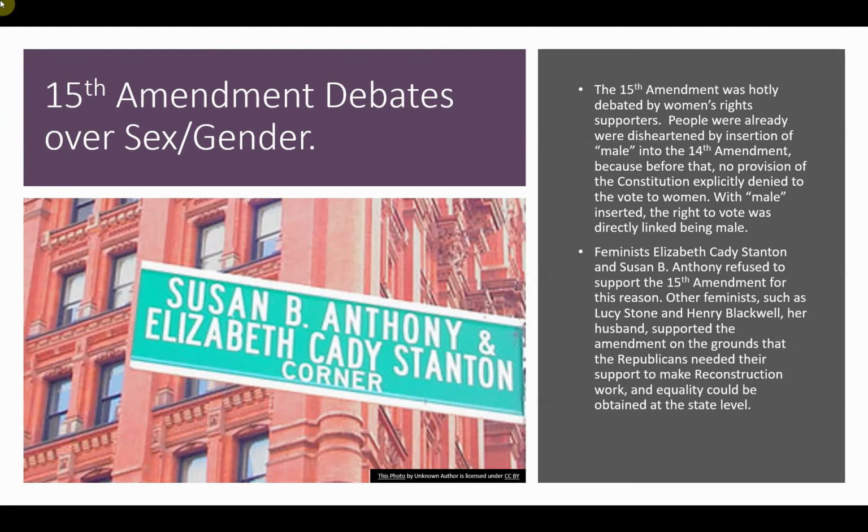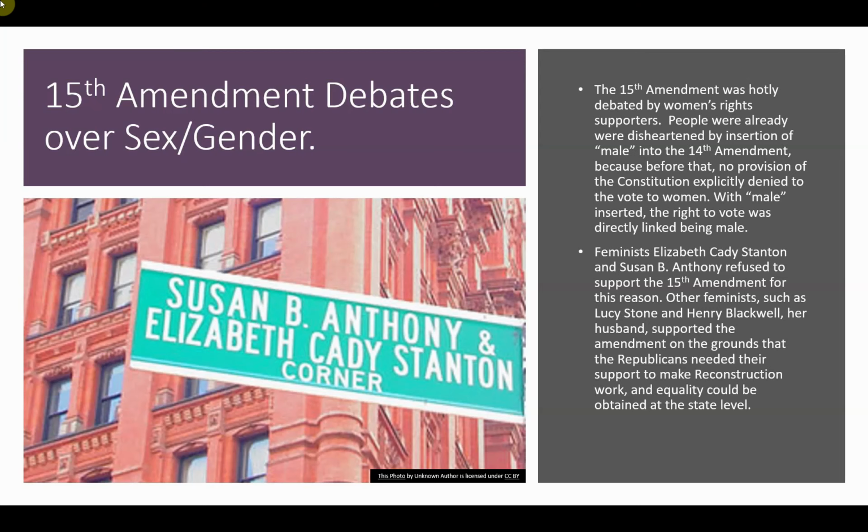The 15th Amendment was hotly debated by women's rights supporters. People were already disheartened by the insertion of the word male into the 14th Amendment because before that, there really was no provision of the Constitution that explicitly denied the vote to women. So, with male inserted into the amendment, the right to vote was directly linked to being male and, by implication, directly denied to women. Feminists Elizabeth Cady Stanton and Susan B. Anthony refused to support the 15th Amendment for this reason.